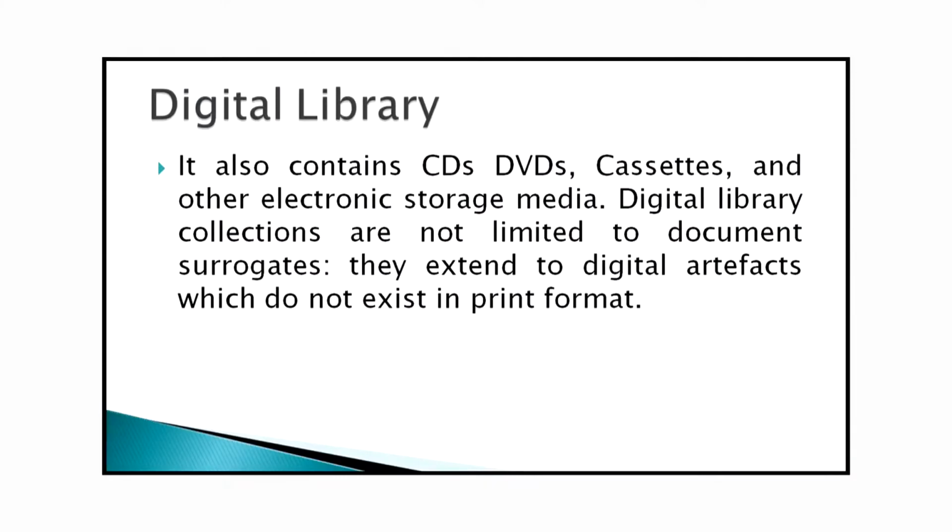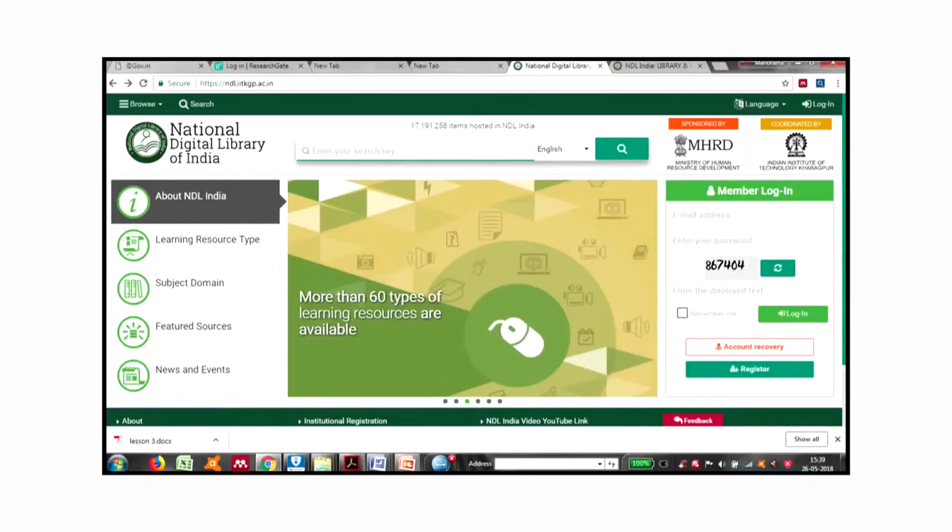Digital library also has CDs, DVDs, cassettes, and other electronic storage medium. Digital library collections are not limited to document surrogates. They extend to digital artifacts which do not exist in print format. Now the slide shows the home page of National Digital Library. As you can see on the screen, this is the home page of National Digital Library of India.